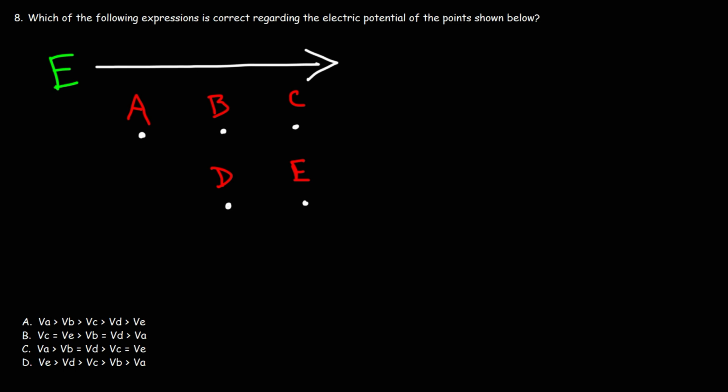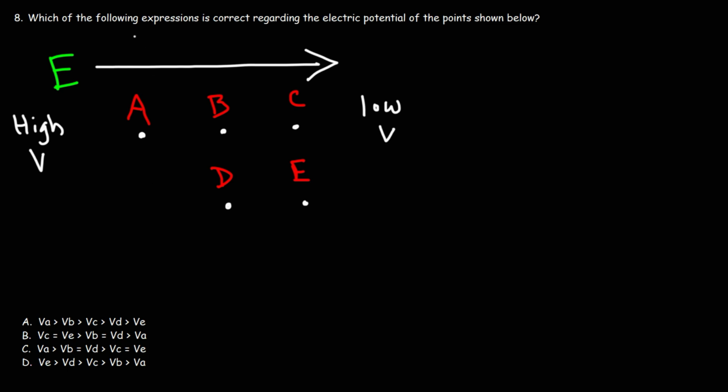Number 8. Which of the following expressions is correct regarding the electric potential of the points shown below? So is it going to be A, B, C, or D? Now we have the direction of the electric field. It's going east. The electric field tells us the direction in which the electric potential is changing. The electric field always points from a region of high potential to a region of low potential.